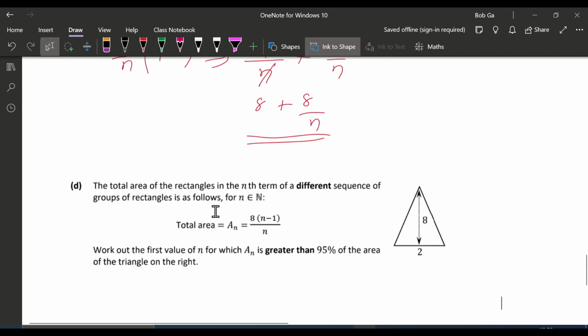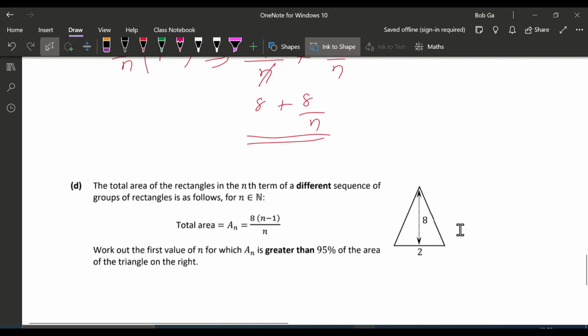Okay, so now we have part D of question 10. The total area of the rectangles in the nth term of a different sequence of groups of rectangles is as follows for natural numbers. The total area A_n is given by 8 into n minus 1 over n. Of course, we have the structure there. Now work out the first value of n for which the area A_n is greater than 95% of the area of the triangle on the right.